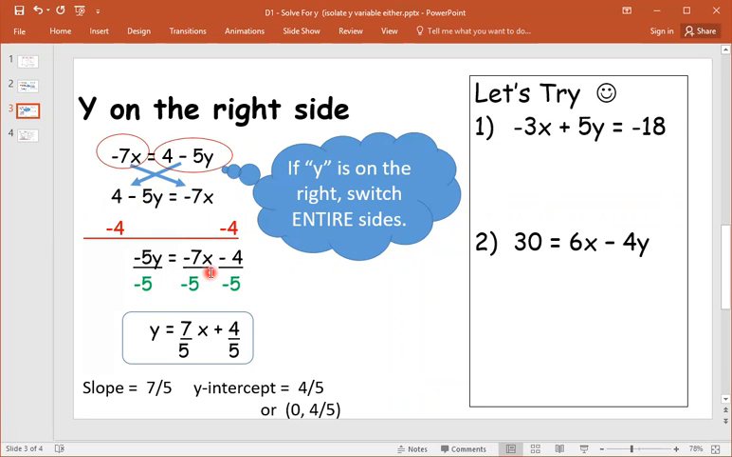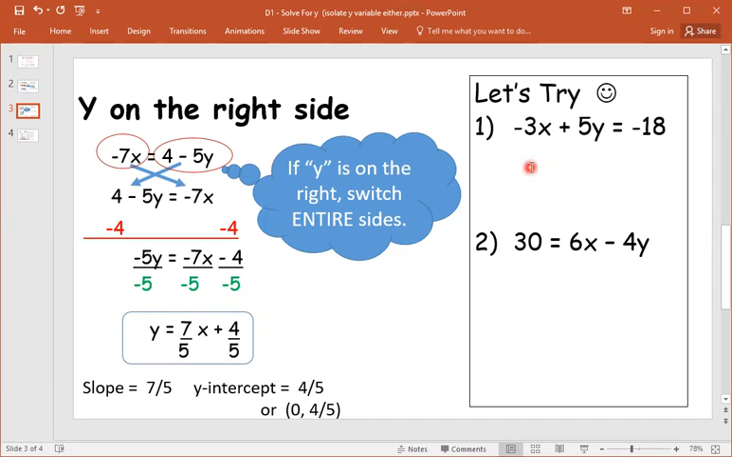I have negative 5y is equal to negative 7x minus 4. I now divide each piece by negative 5. So y equals a positive 7/5 x plus 4/5. We want to leave everything in fractions, no decimals. So our slope next to the x is 7/5. Our y-intercept is 4/5, or in other words, the point 0, 4/5.